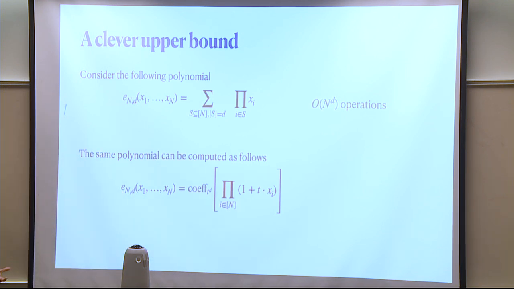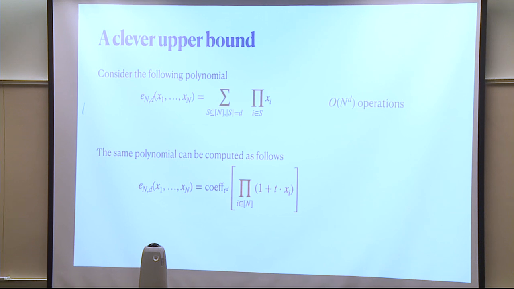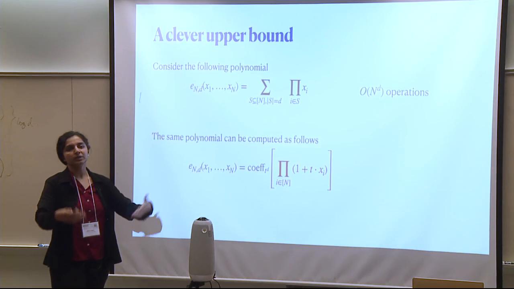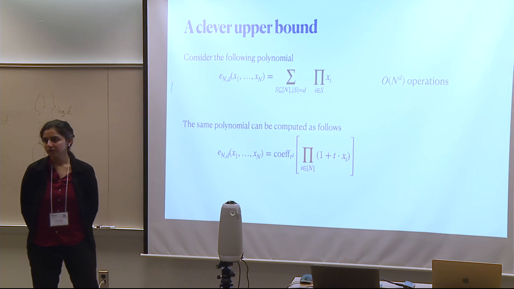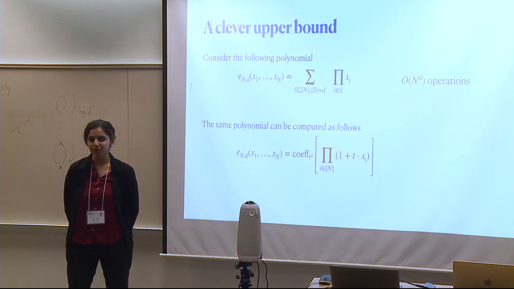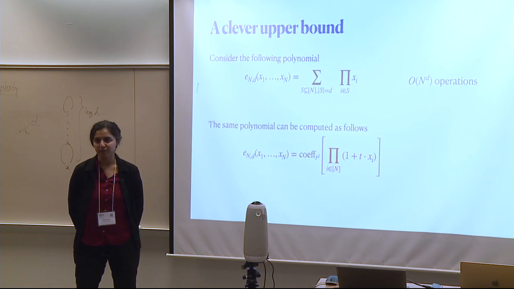Anybody familiar with an idea that allows you to pull out a coefficient from a univariate polynomial? So I tell you that this is a univariate polynomial. Figure out what's the coefficient of degree t to the d. Anybody has seen this trick before? Maybe not, which is fine too.